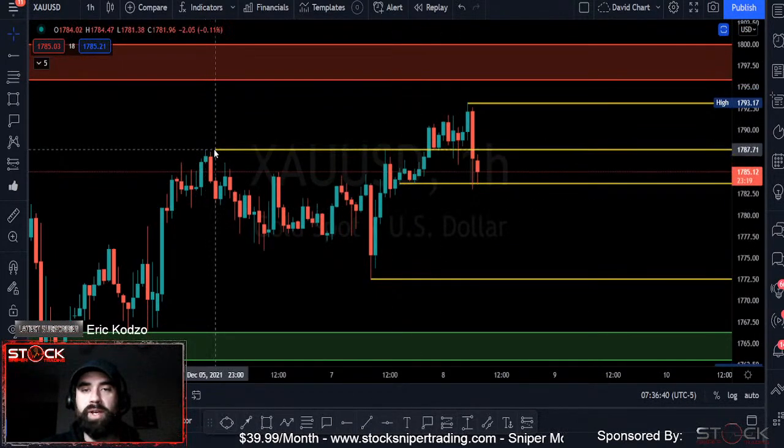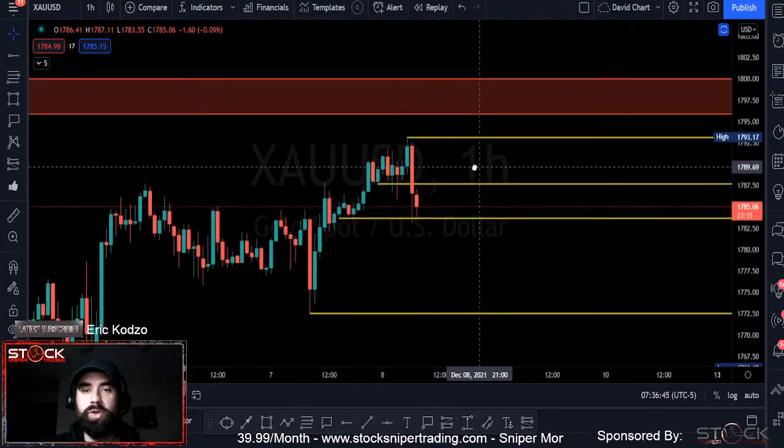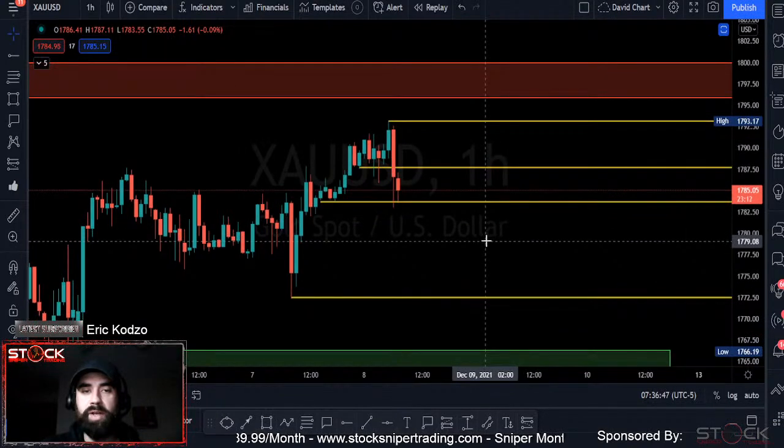So if you don't want to drag it all the way around there, what you can do is just have this right here, and you can show the current candles to keep everything nice and clean. All right.